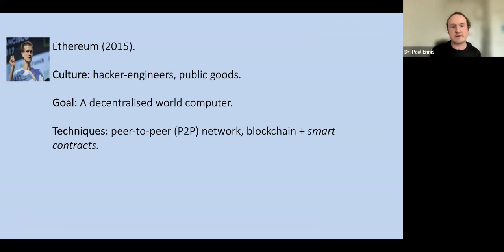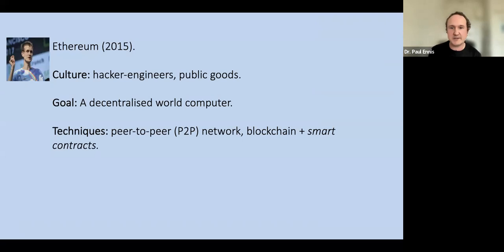So the culture of Ethereum is more like a hacker engineer one. It's more focused on public goods, like civic-minded, producing infrastructure for society. The goal of the Ethereum culture is to create a decentralized world computer. So our computer is going to be a globally distributed one. It's going to be transparent. We're going to be able to see all the activity of all the applications running on it. And the techniques we're going to use in this case will be peer-to-peer again and blockchain. Everything is the same as Bitcoin up until this point.